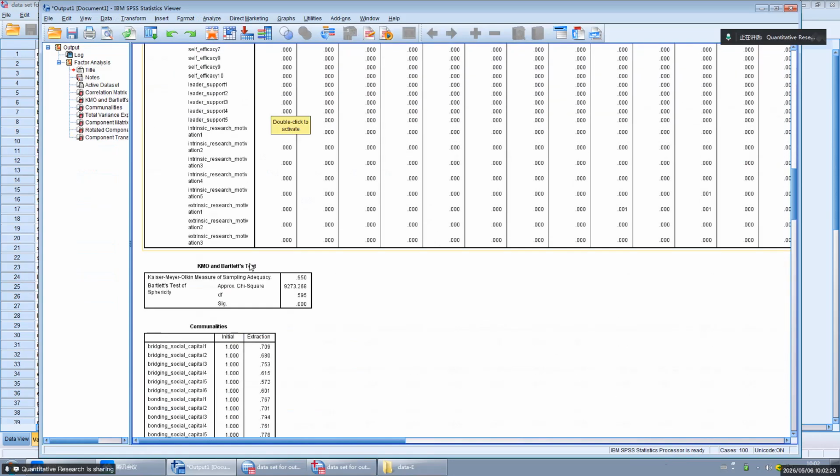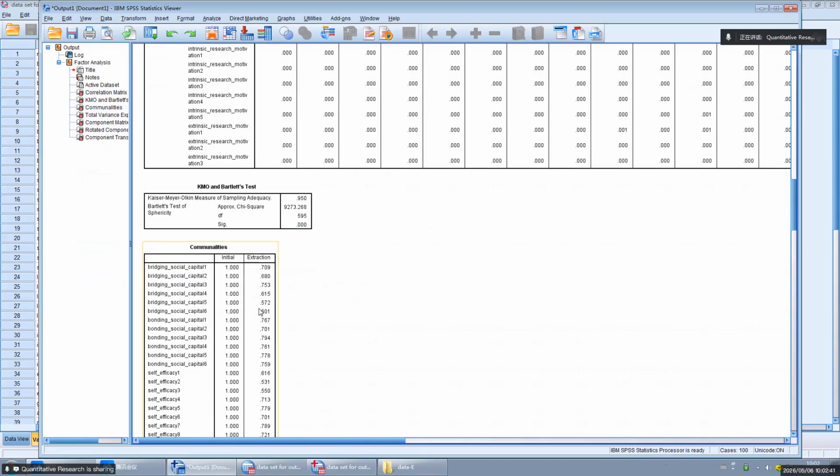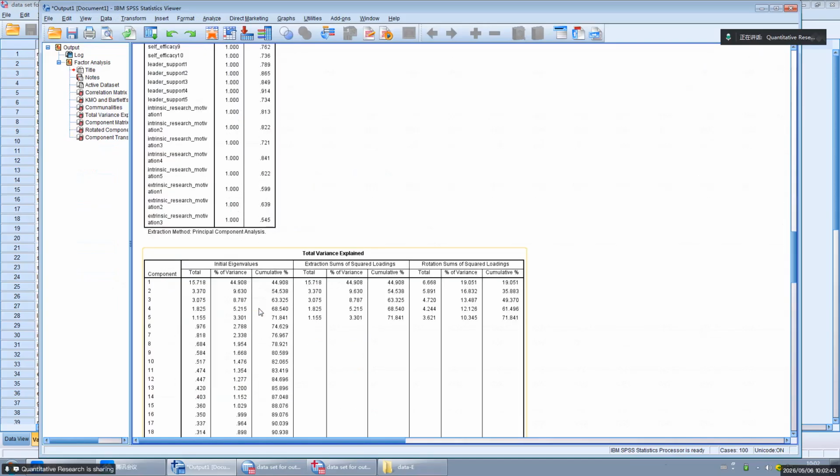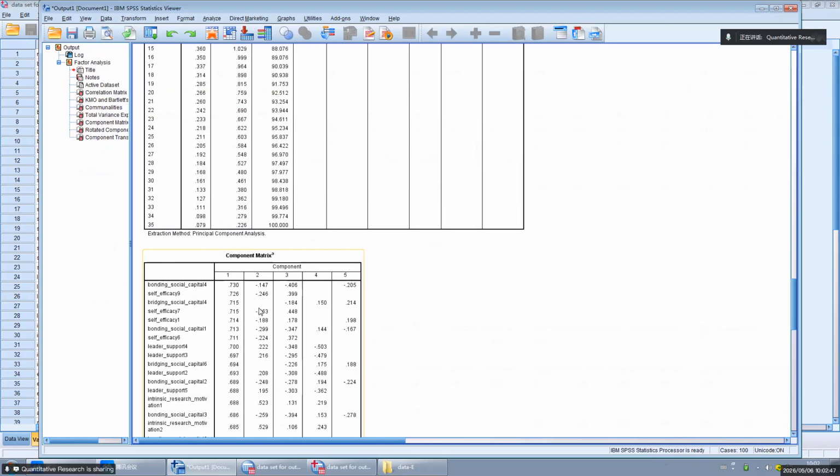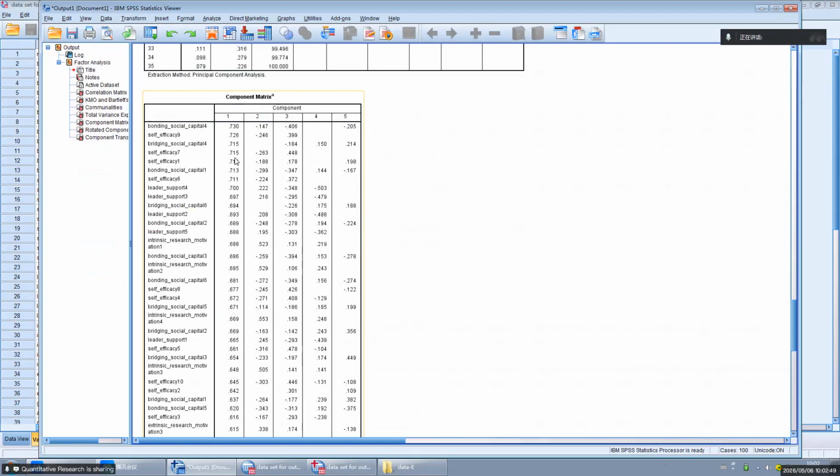And we see that KMO is so high. So it's really good. It's greater than 0.8 something. And also we look at some factors for the component matrix.